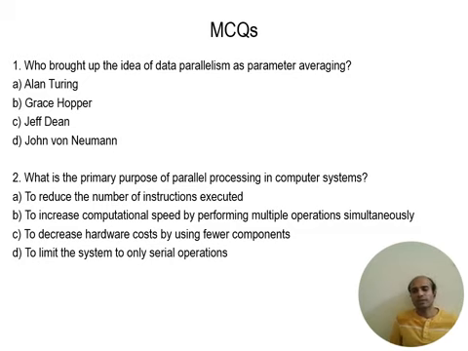Okay. Now let us start the questions. Which is right out of these four options? The first question: who brought up the idea of data parallelism as parameter averaging? The options are Alan Turing, Grace Hopper, Jeff Dean, John von Neumann. So it's going to be Jeff Dean. It's the person who brought this idea of data parallelism as parameter averaging. Okay, so I hope you got that right.